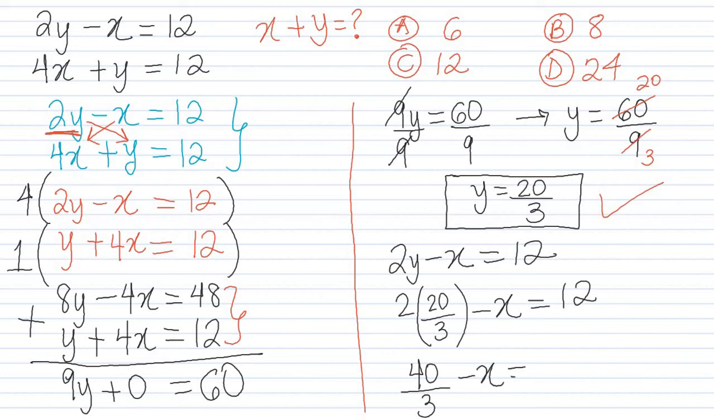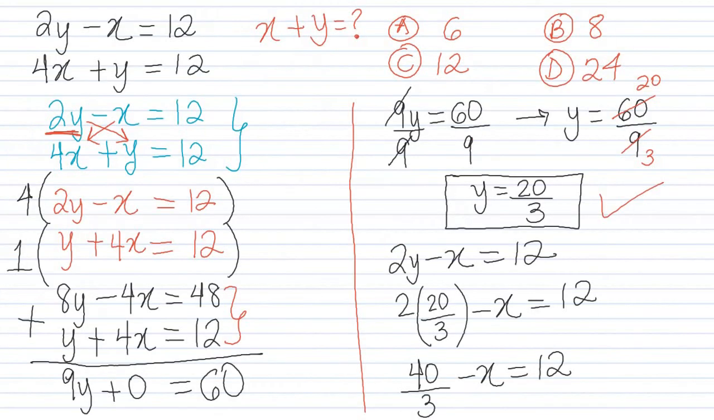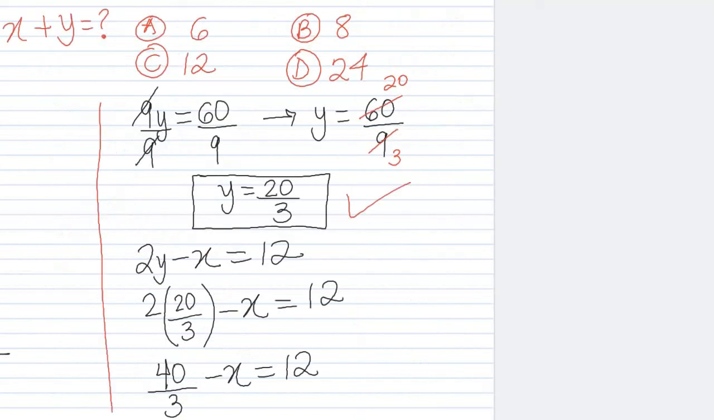Minus x equals 12. I'm gonna go on to the next page now. So we have 40 divided by 3 minus x. So 40 divided by 3 minus x equals 12.